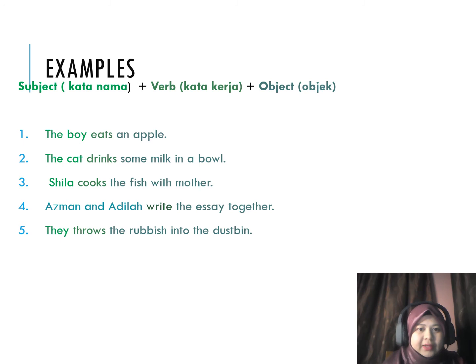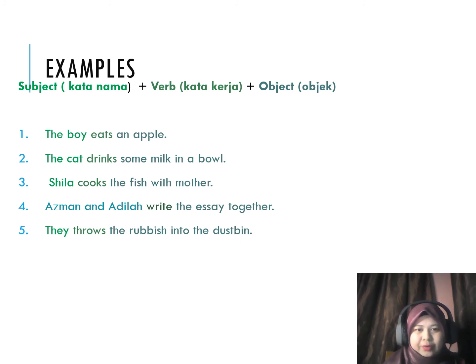And last but not least, they throw the rubbish into the dustbin. They adalah kata nama. Throws, sorry, spelling mistake here. Tiada S dekat situ. They throw the rubbish into the dustbin. The rubbish is the object. Ini penambahan dia, into the dustbin. So you can just write they throw the rubbish. Pardon ya. Di sini tiada S ya.